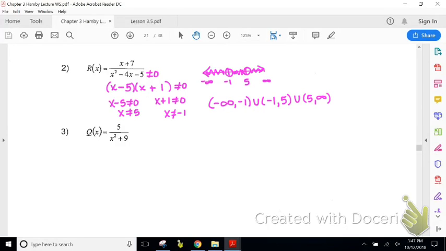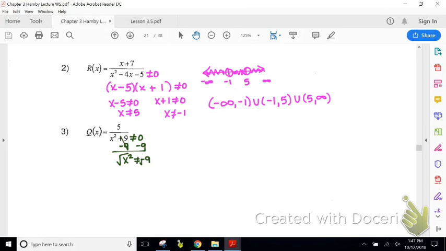And then we can look at number 3. Same thing. It's a fraction, so my denominator cannot equal 0. So I can't factor that because it's not a difference of squares. It's got a plus sign, so we can't do that. So I'm just going to have to move the 9 over. And so I get x squared cannot equal negative 9.